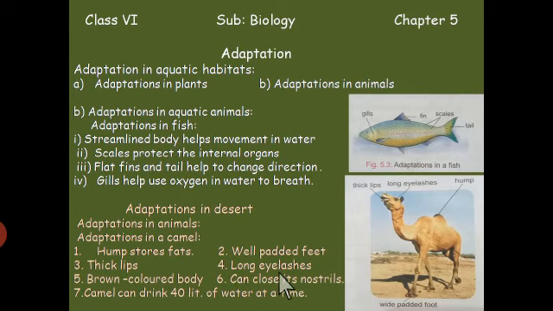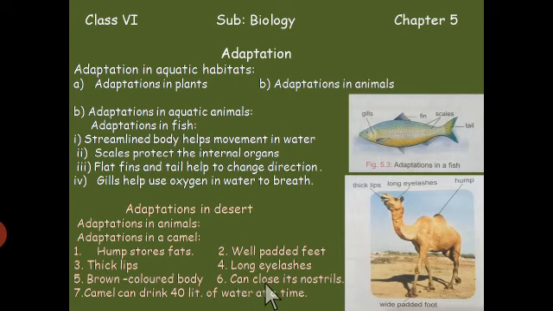Then camels have long eyelashes. Long eyelashes help them to avoid the entry of sand when storms come. In the storm, the sand cannot enter the eyes of the camel because camels have long eyelashes. Camel's color is brown, and that's why it can blend with the surroundings, with the sand.